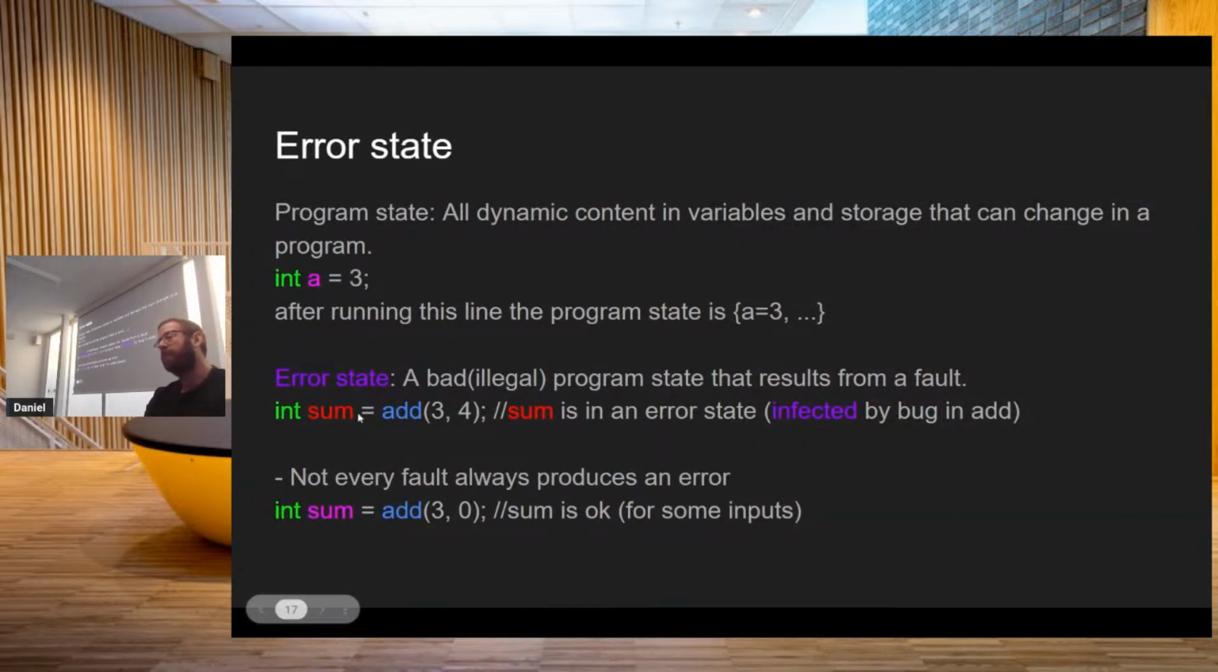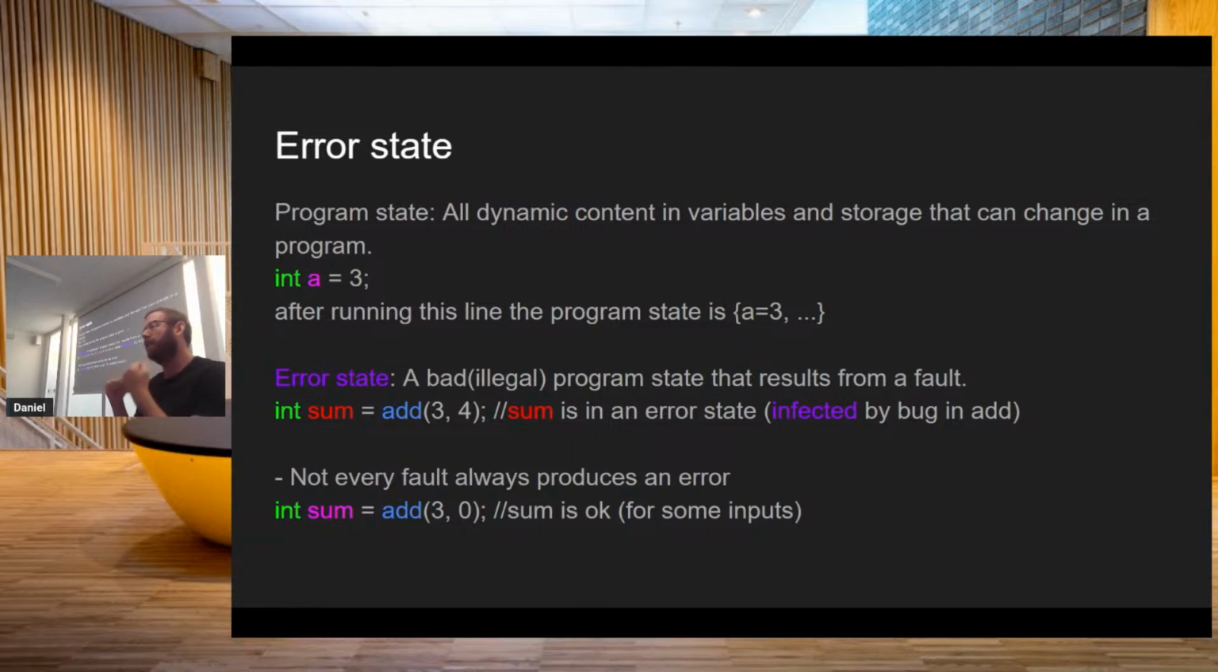Now, the variable sum is in an error state. It has the wrong value. It should be 7, but it's minus 1. It got infected by a bug in add. So when we have a bug, a fault in our program, some line of code that should be changed, it puts the entire program in an error state.